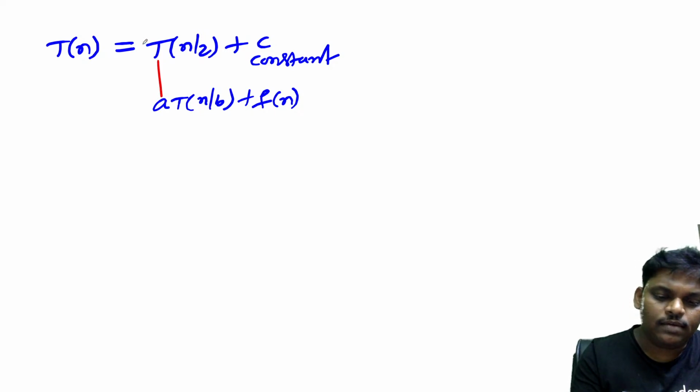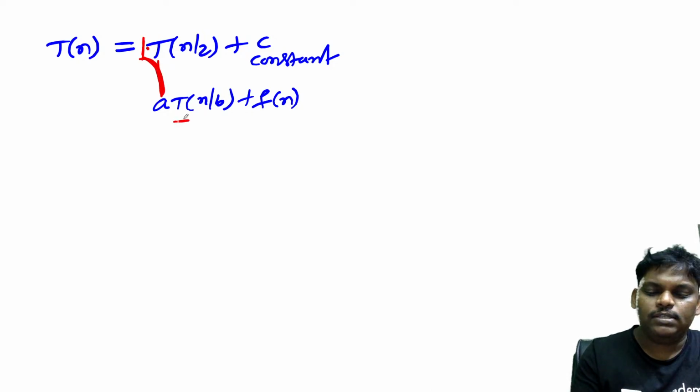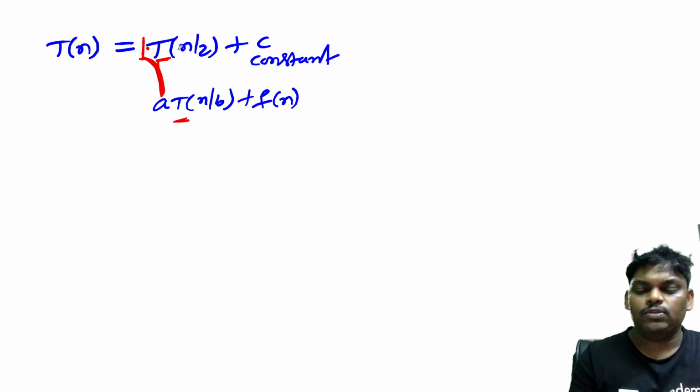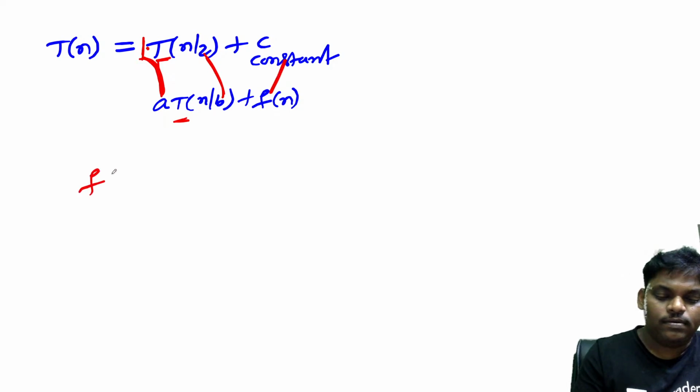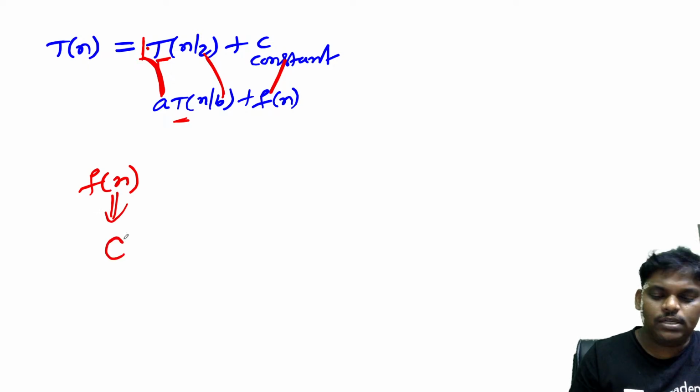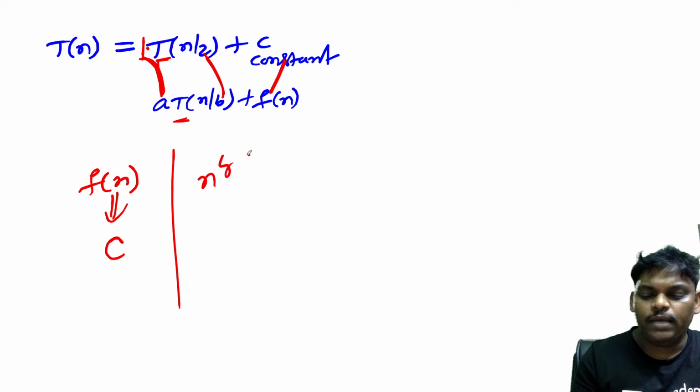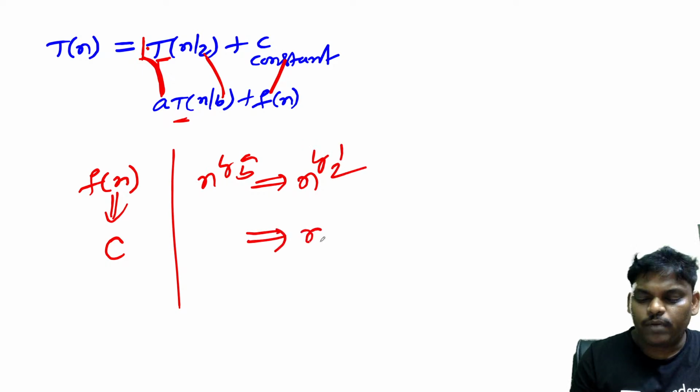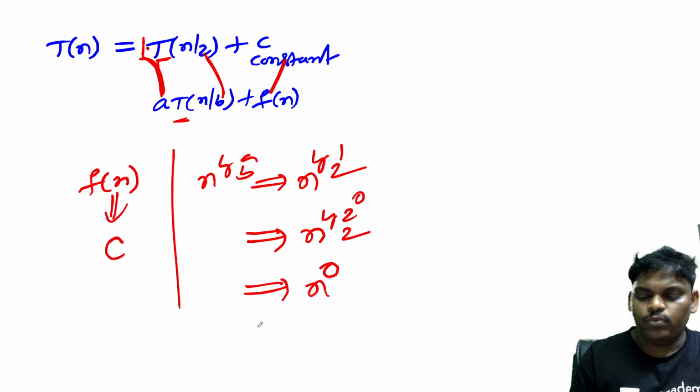see here, there is nothing in front, so a is 1. Next, b is 2. f(n) is constant. So let's check. On the left-hand side, f(n) is C, which is a constant. On the right side, n power log a base 2 is n power log 1 base 2, which is n power 0, which is constant.